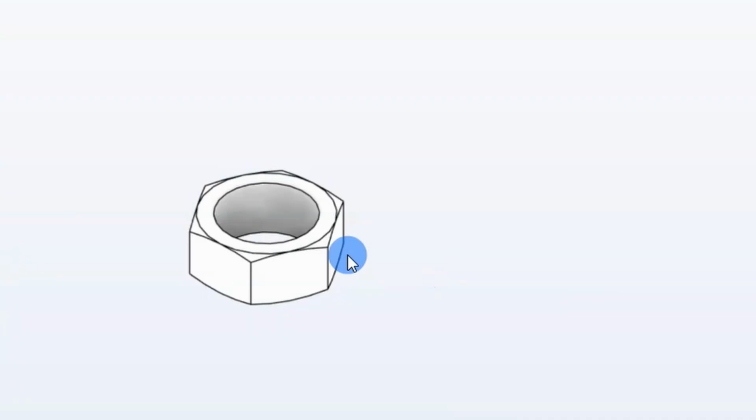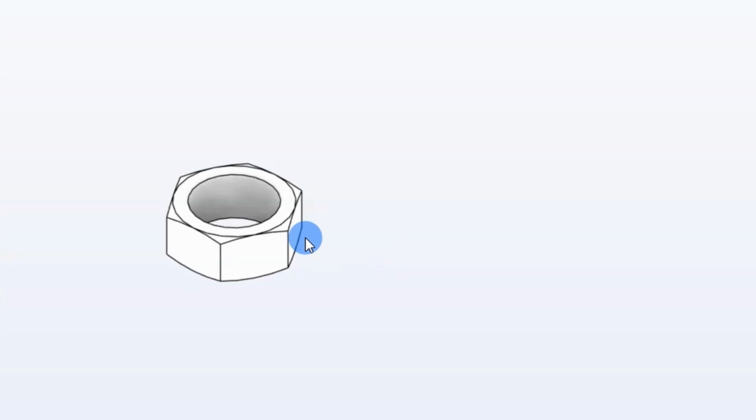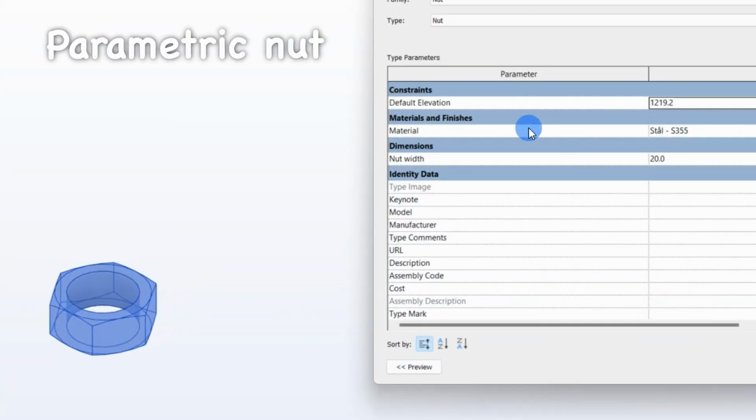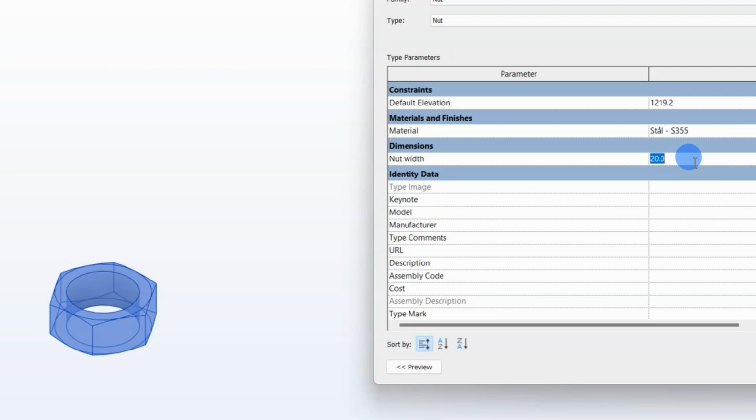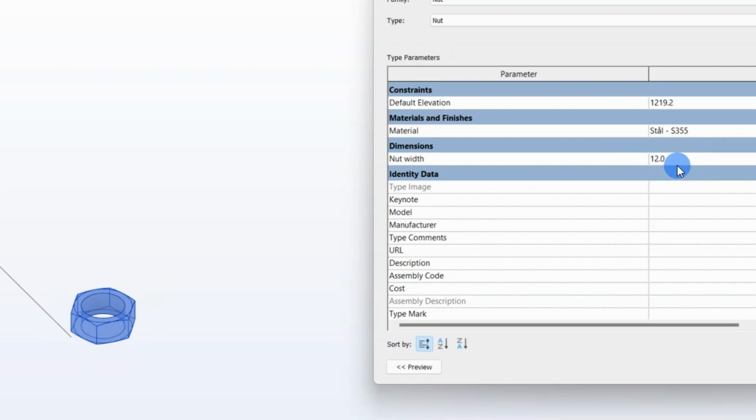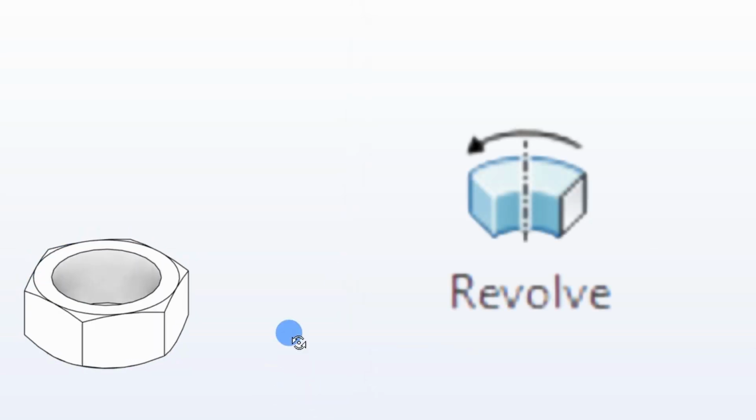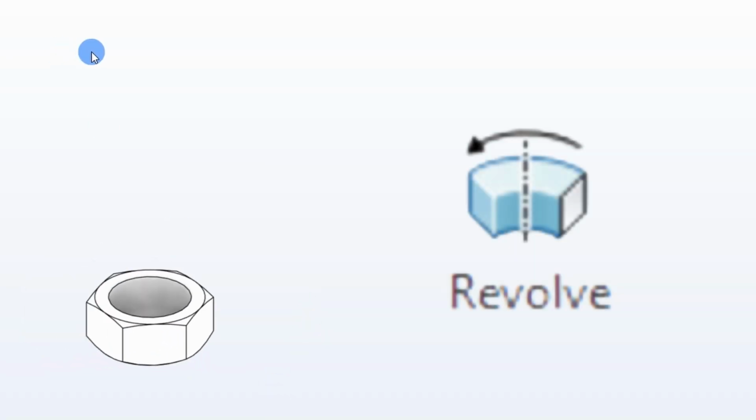Hi everyone, today I will create this beautiful nut you see on screen. It will be fully parametric. This means that when changing the width, the nut will adjust its size accordingly. One of the tools I will use is the not so often used Revolve tool. So buckle up and get ready to have some fun.